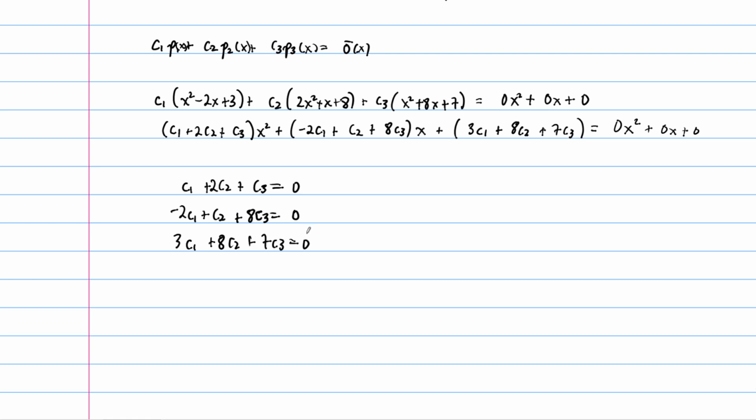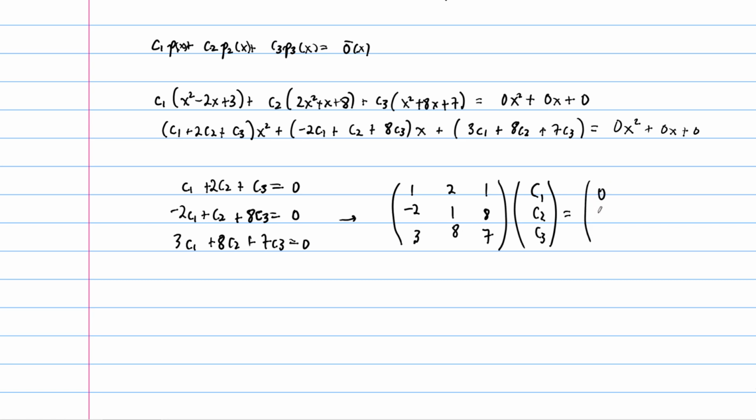All right? This is our system, and so we can write this as a matrix equation, where our coefficient matrix is 1, negative 2, 3 in the first column, and then 2, 1, 8 in the second column, and then 1, 8, 7 in the third column. C1, C2, C3 are our unknowns, and it's homogeneous, so the 0 is on the right-hand side. So there's the matrix equation.